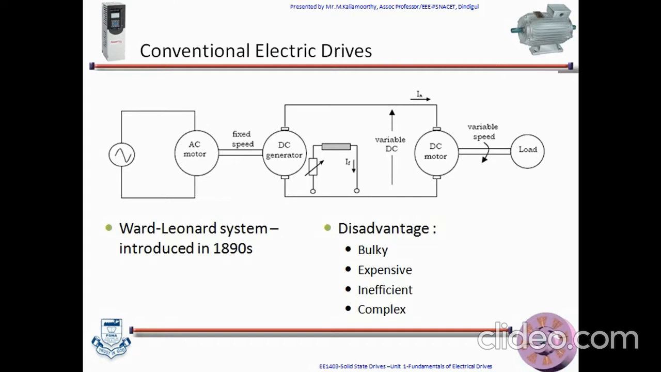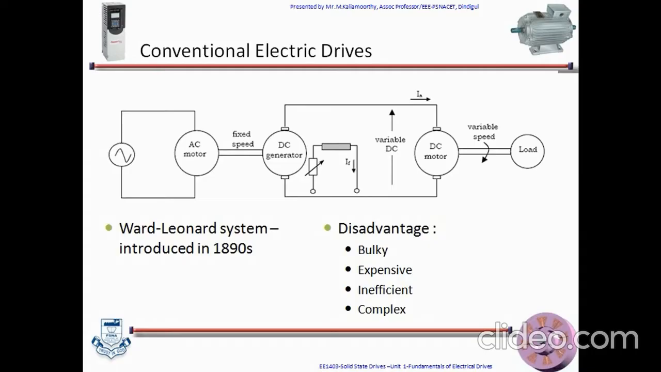But this system has a lot of disadvantages. Let us see. It is bulky in size. For example, to control a particular motor I require 3 other machines, so the system becomes bulky. It is highly expensive. To control one load I require 3 machines, which is so costly when compared with other control methods. It is inefficient because rotating machines have an efficiency of around 80 to 85 to 90 percent, so the overall efficiency of the system also reduces. It is complex. In order to control one load I have to control 3 machines.